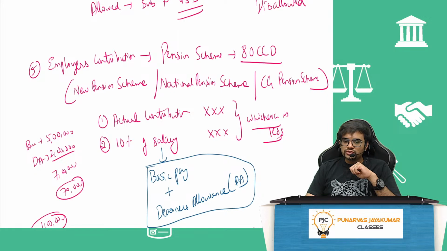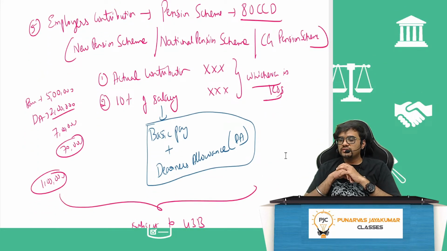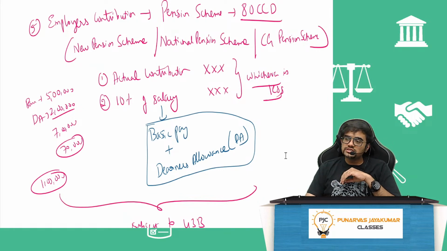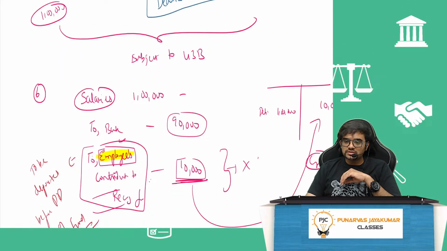Employer's contribution to pension scheme under 80CCD, this will be allowed to what extent? Actual contribution or 10% of salary, whichever is less. This is the limit that they have prescribed, subject to 43B.